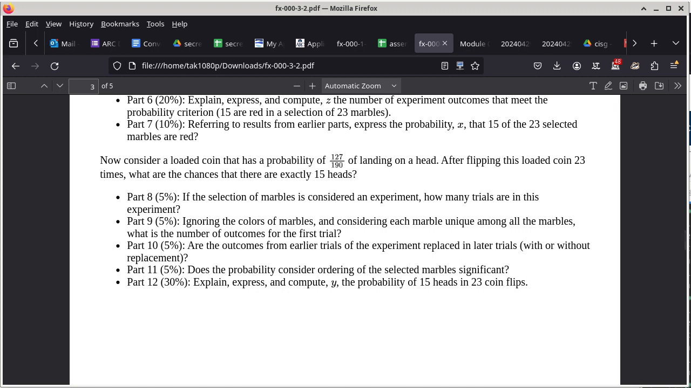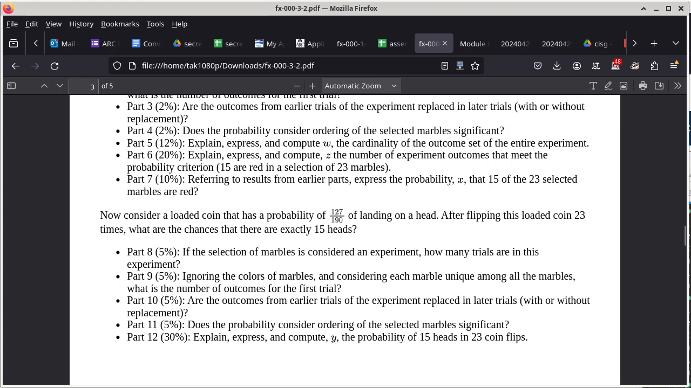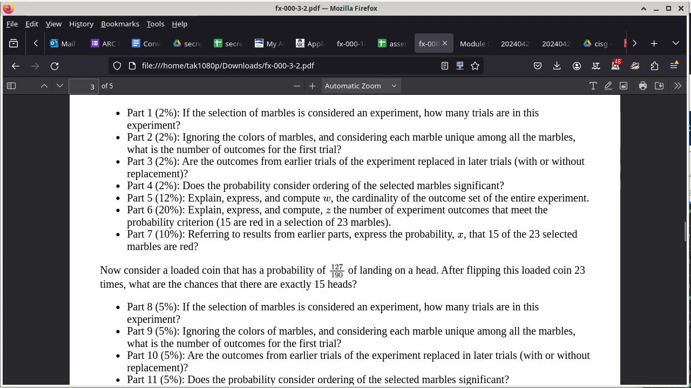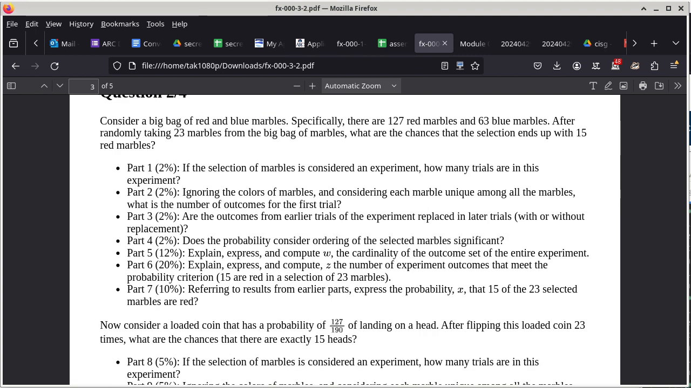So this one is pretty clear that it is a coin flip problem because we have a loaded coin that has a probability of 127 divided by 190 of landing on a head. So after flipping this loaded coin 23 times, what are the chances of exactly 15 heads? This part of the question is designed exactly to contrast the first part.